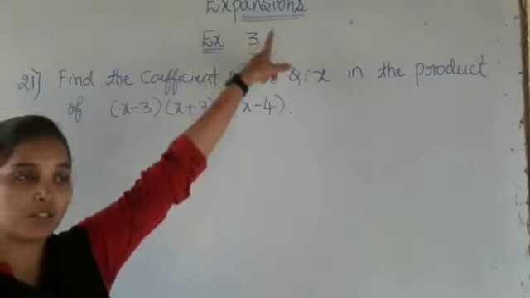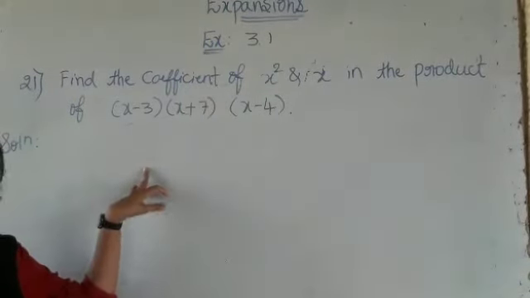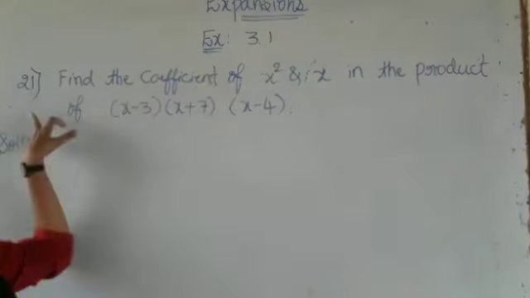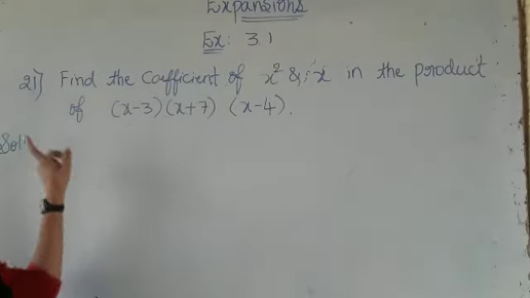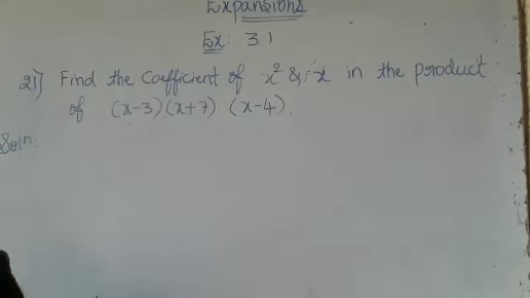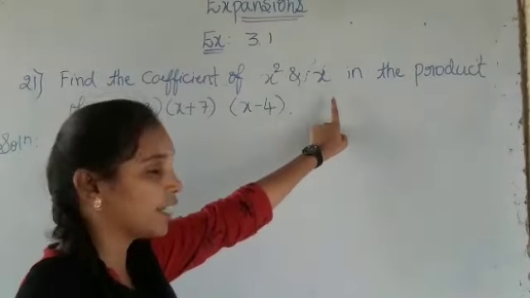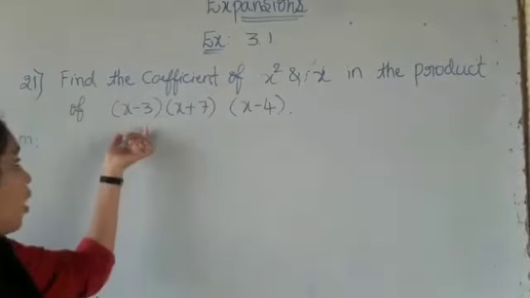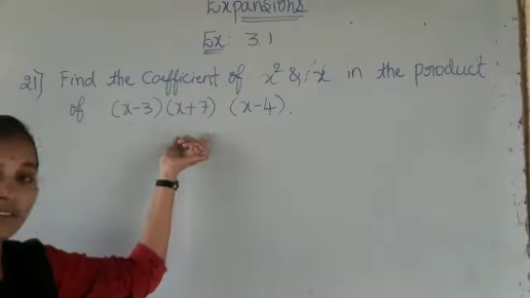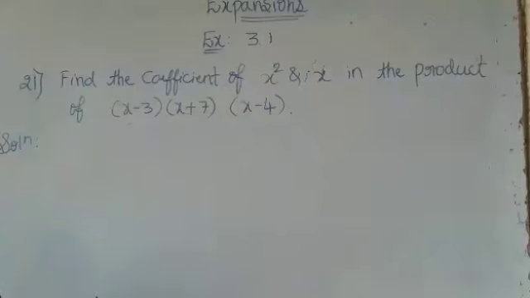Started the expansion chapter 3.1. I have completed up to 3.1, 20th main. So now I am starting from the 21st main. Here the question is, find the coefficient of x square and x in the product of (x minus 3), (x plus 7) into (x minus 4).